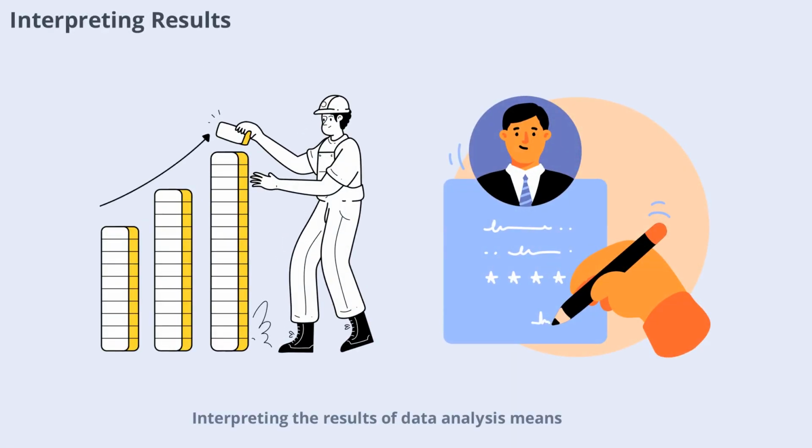Interpreting the results of data analysis means understanding what the numbers and patterns actually mean. Analysts look for insights that can answer key questions or solve problems. This step often involves working closely with decision makers to ensure that the findings are relevant and actionable. Clear interpretation is what turns analysis into real-world impact.